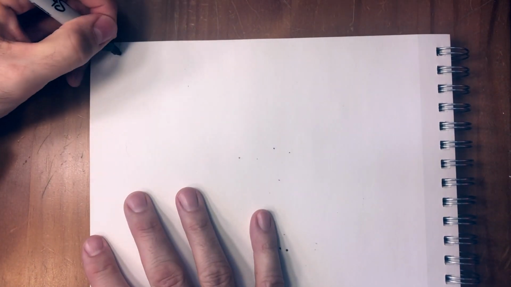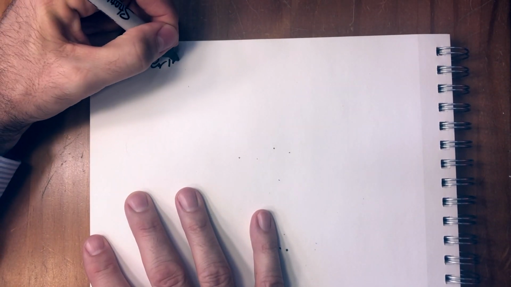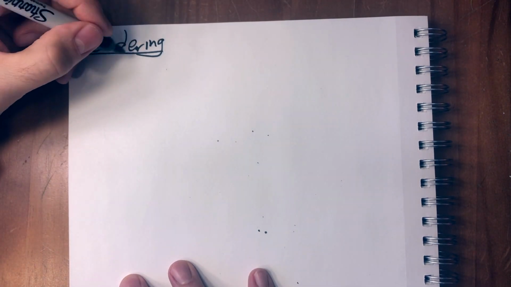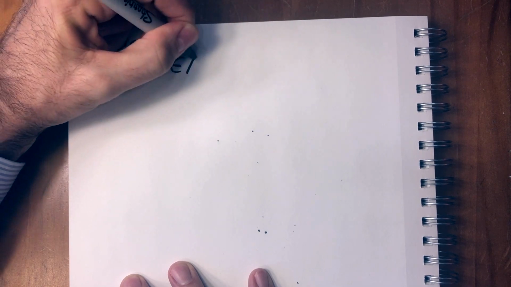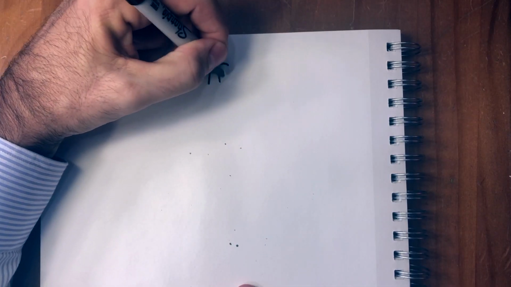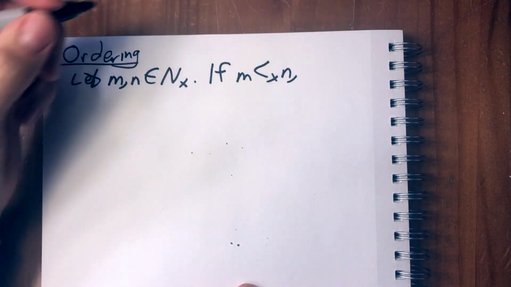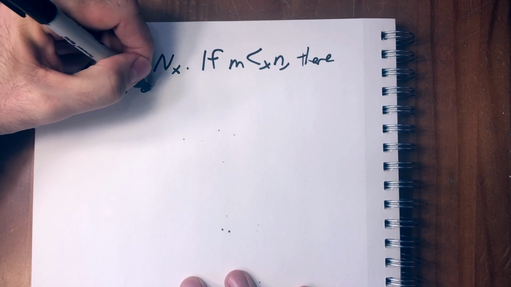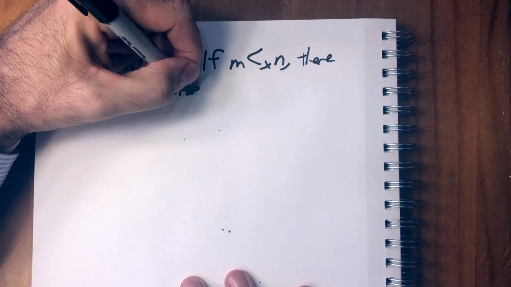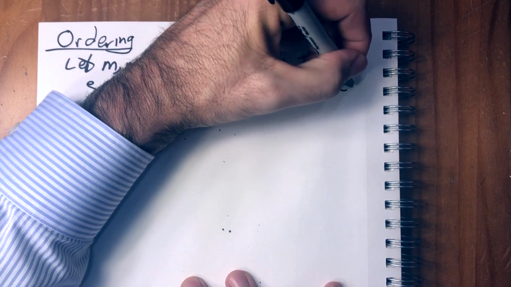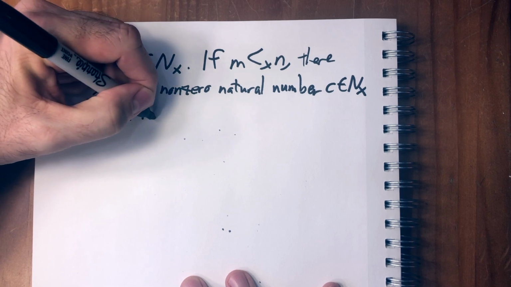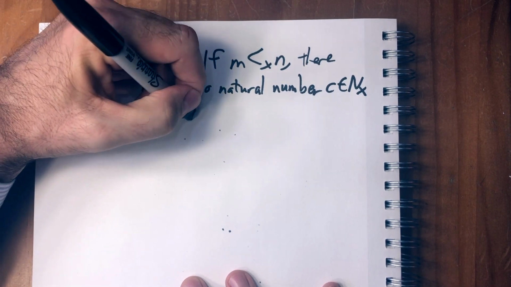One more step. One more thing to prove: ordering. Okay, so this is a little stranger than the last two. Let m and n be elements of the natural numbers in x. If m is less than n, then there exists a non-zero natural number c in N such that m plus c equals n, right?